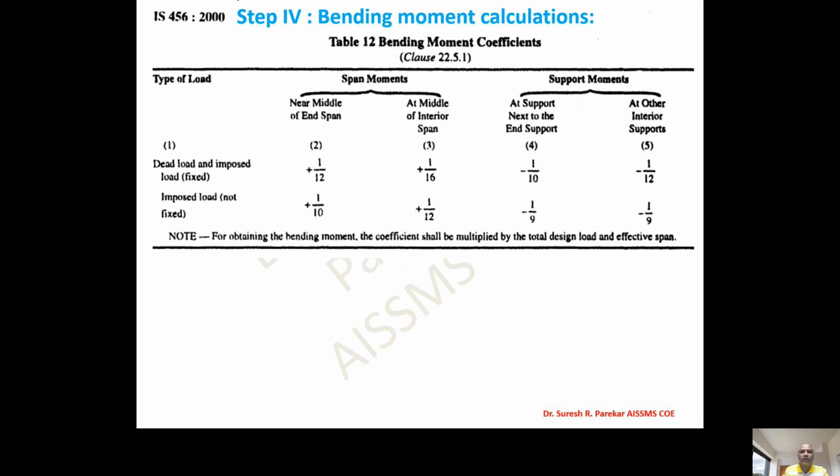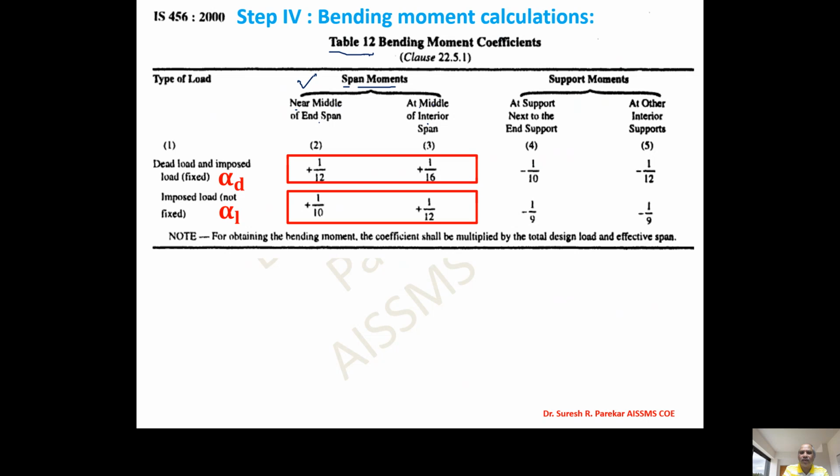So you can see we have this as Table 12. By mistake I mentioned it as 19 first, but afterwards we have written 12. So we have Table 12, bending moment coefficients. We have span moments near middle of end span and at middle of interior span, and then we have this for support. First we will go for span moments. Then we can see alpha D. We are considering these two because we are dealing with span moment. So 1 by 12, 1 by 16, 1 by 10, 1 by 12.